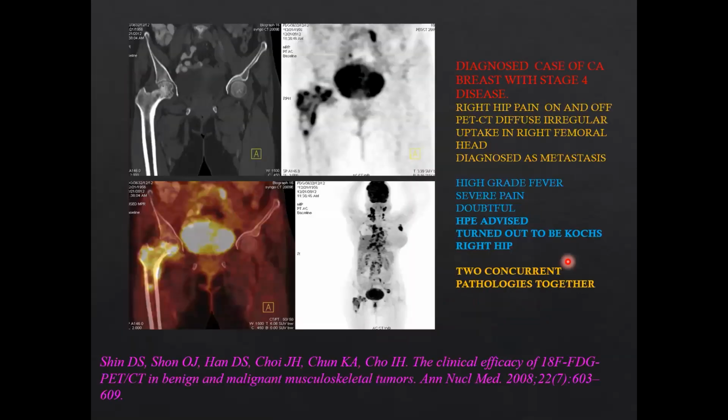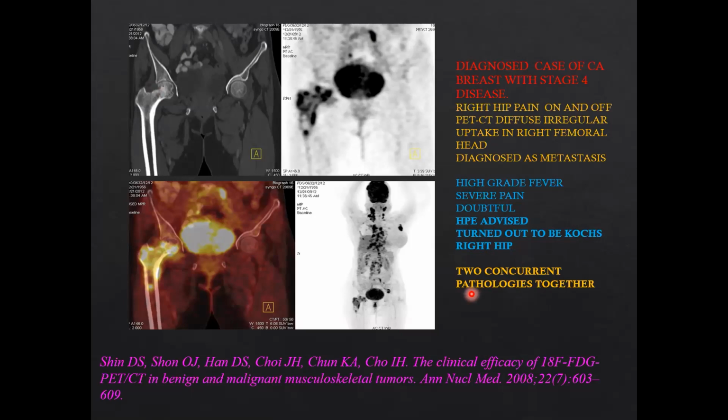Now, coming to a very simple one, it is a CA breast with stage 4. So, obviously, PET of the hip on and off shows diffuse irregular uptake in the right femoral head. See this, there is deformity, patchy sclerosis, irregularity and reduced joint space, and it is consistent with a significant amount of uptake in the head, neck and probably proximal shaft. But again, high grade fever was there, severe pain, doubtful. So, histopathology advice turned out to be TB right hip.